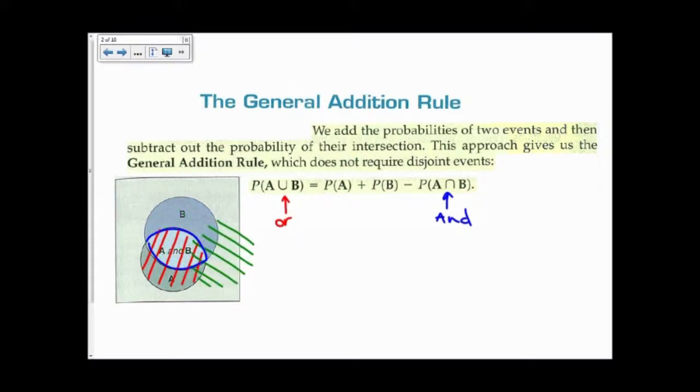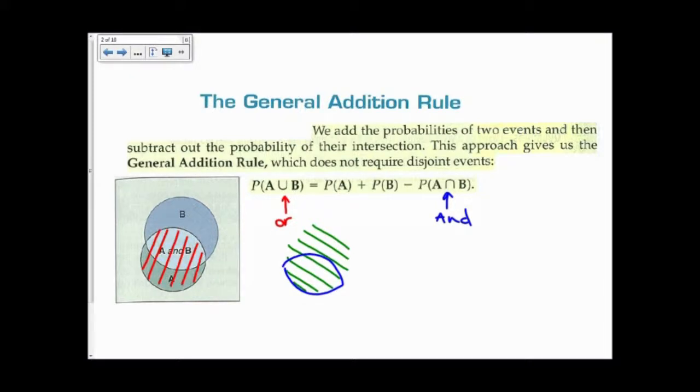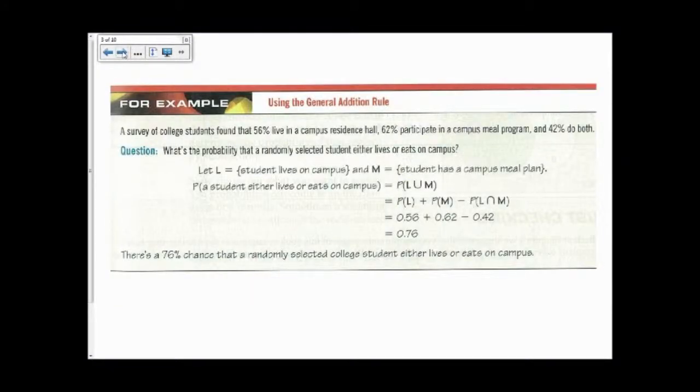Or in other words, if I take this part that's B and this part that was double counted, and I subtract the part that was double counted, I can put it back and I have exactly my union, or when A or B happens, where everything is counted only once. Here is an example in the book where that's done.